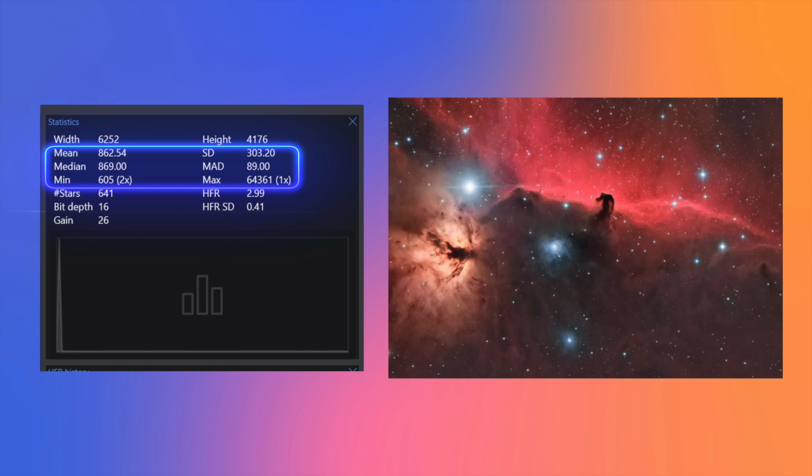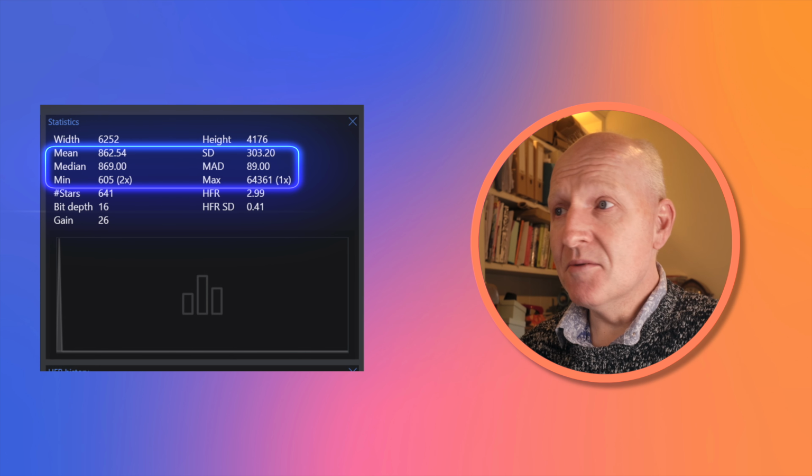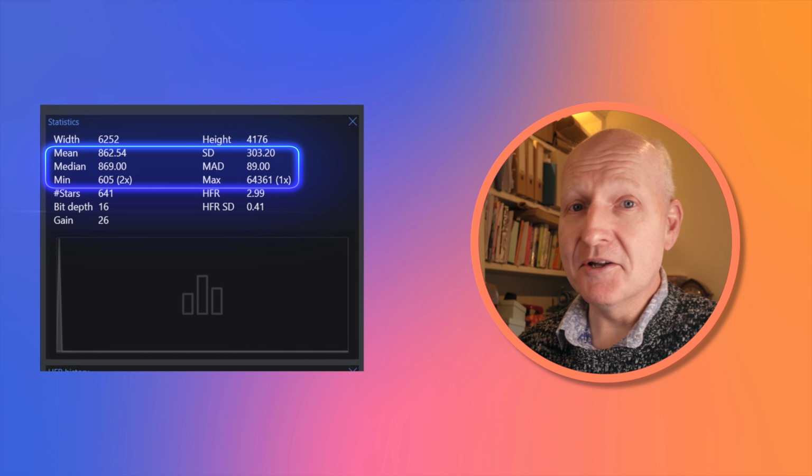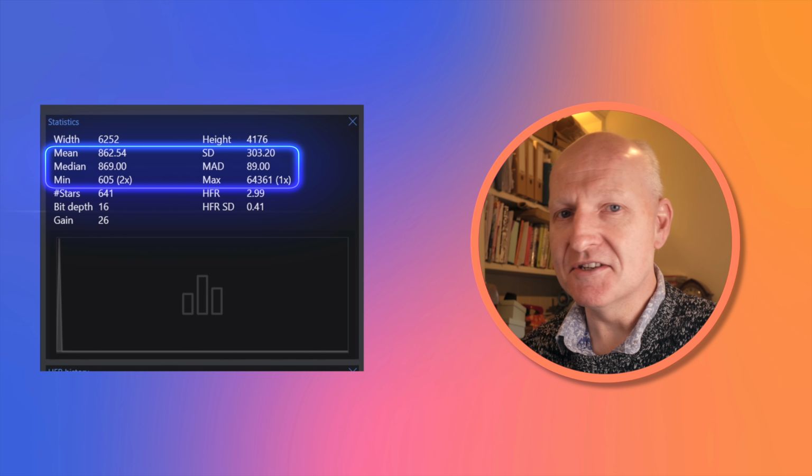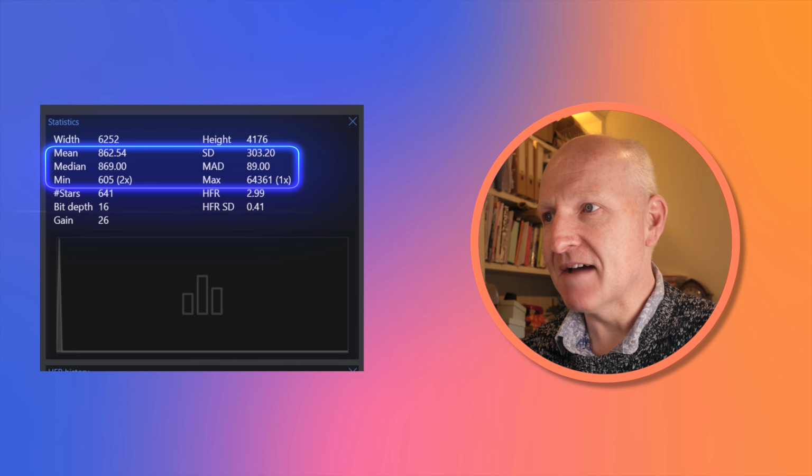And I typically work around about 1,000 for a decent image. You can, of course, use the histogram as well to look at this, and you want it no further than halfway or down around about a third. The median is exactly what you probably learned in maths at school. It is the middle pixel value, so it should be fairly close to the mean, and it's just a different way of understanding the average.